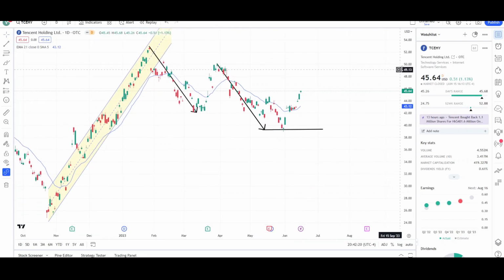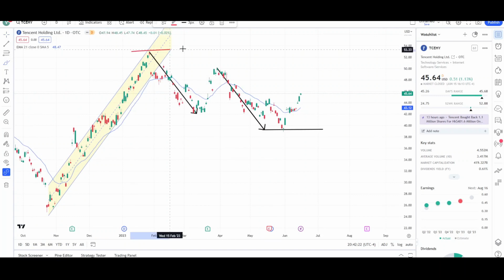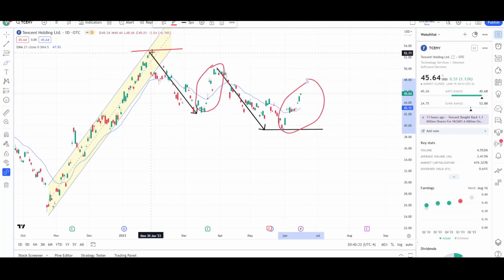Now we could probably go back up to these prior highs right over here because this is the first break of the channel. Normally you'll see the bulls attempt two times to retest these prior highs. So this was the first attempt, and right now we are seeing the second attempt from the bulls to retest these highs.